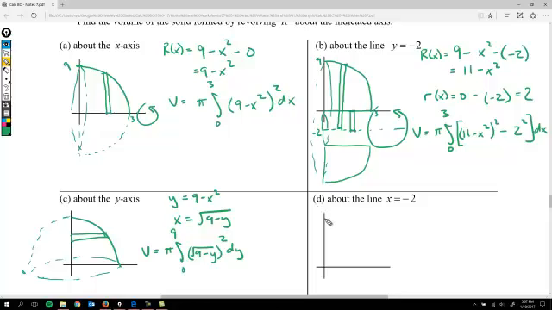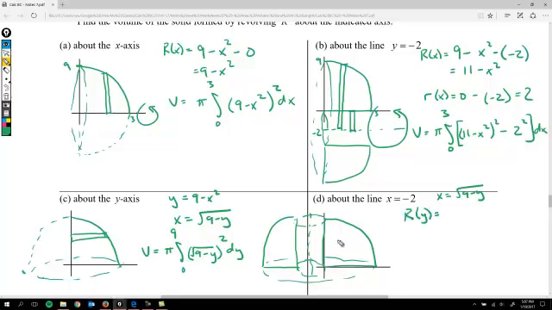Okay, one last one. This time I'm rotating about the line x equals -2, which is over here. Okay, so if this is my function, it's going to end up over here. All right, so I end up having this hole. All right, so I end up with kind of like a volcano here. And so again, my function is x equals the square root of 9 minus y.